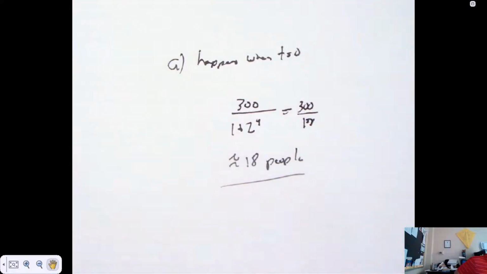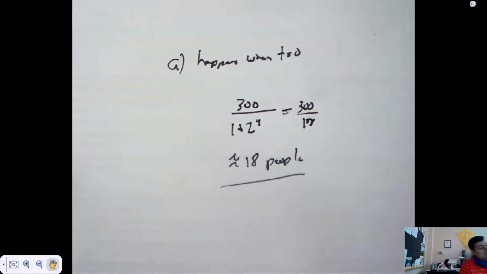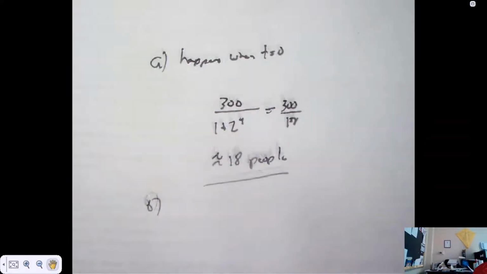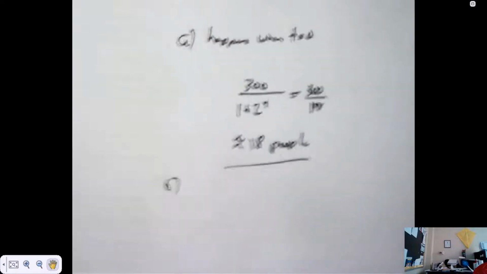So, about 18 people. They witnessed it. They started it. At least one of them has a smartphone. All right, so that's actually an old school question. Just have to think who was witnessing it. B is how fast is the rumor spreading after 4 days?